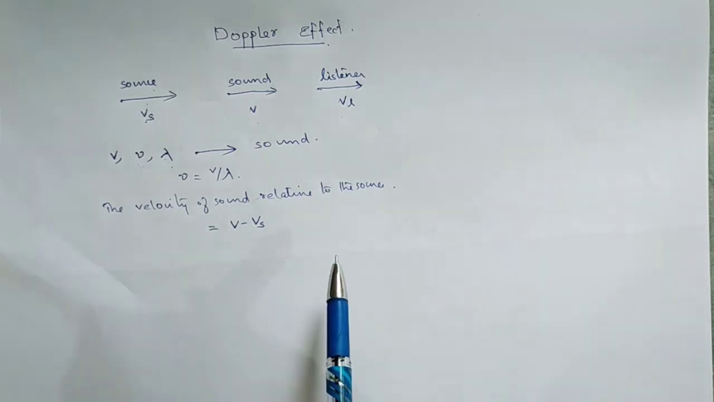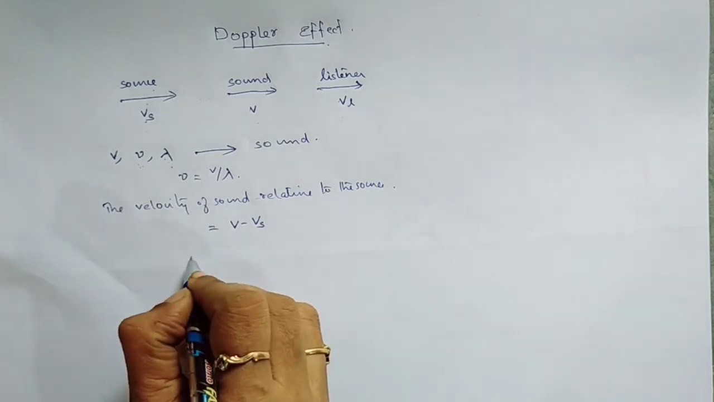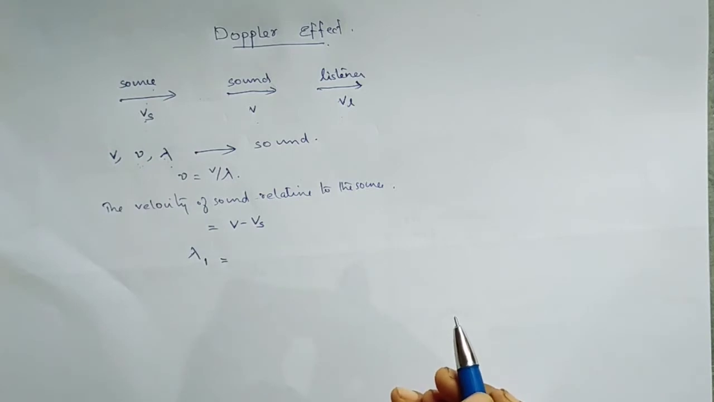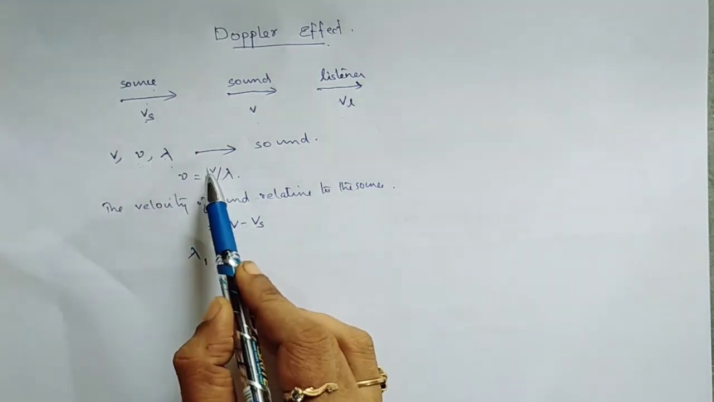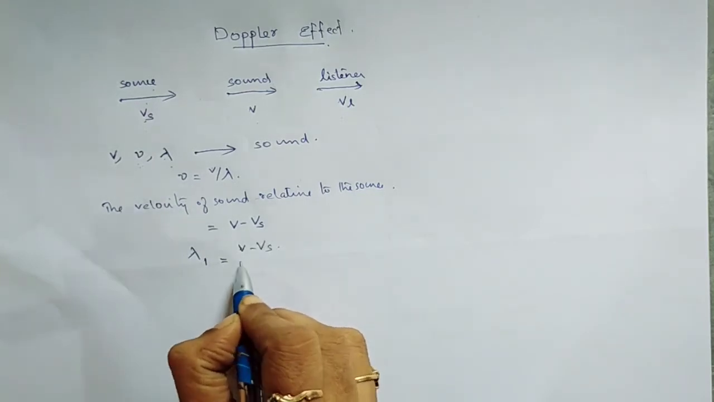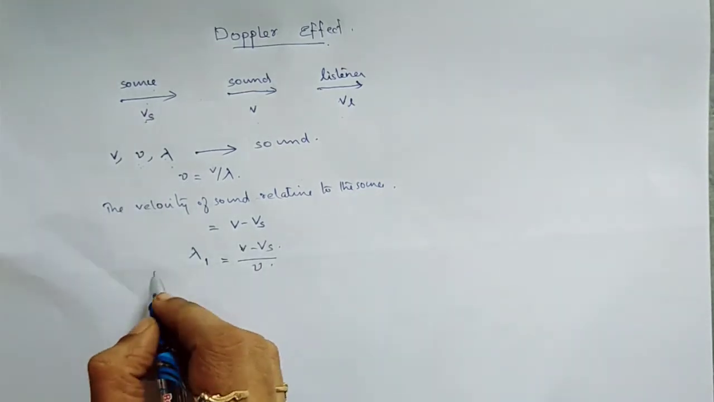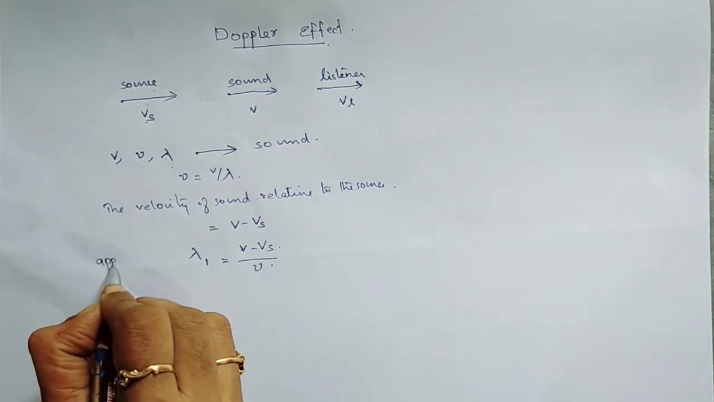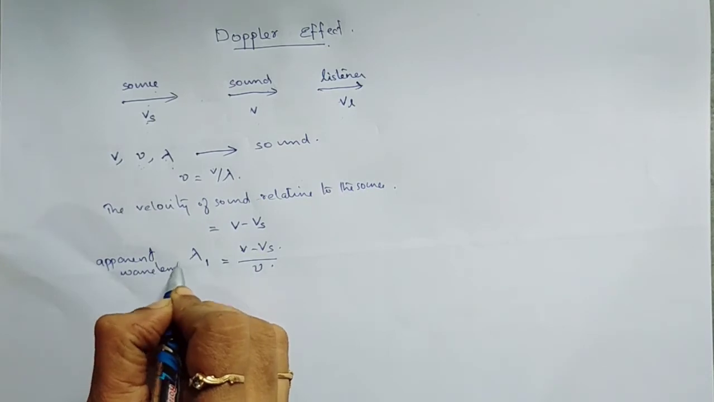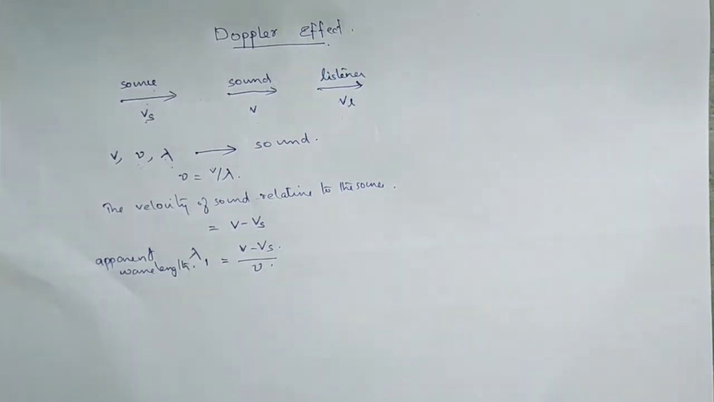Then what about the apparent wavelength? അതിന് നമുക്ക് lambda 1 എന്ന് കൊടുക്കാം. Apparent wavelength. Wavelength means v divided by nu. v എന്തായിരുന്നു? v minus vs divided by nu. This is the apparent wavelength.